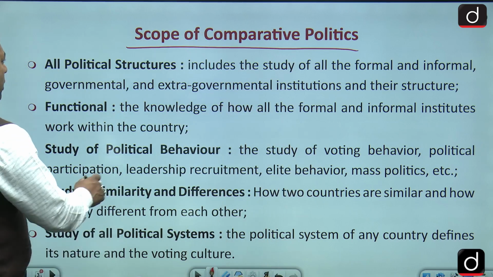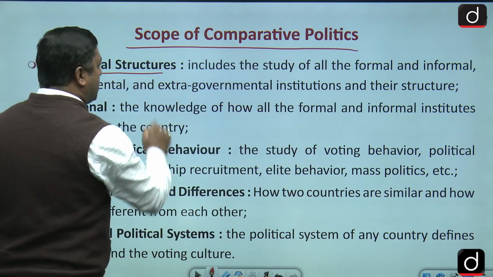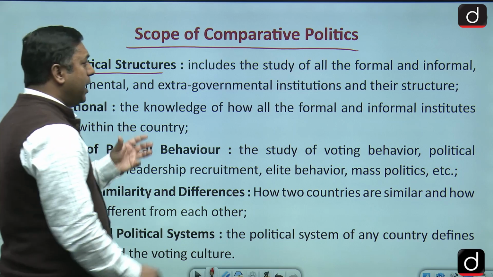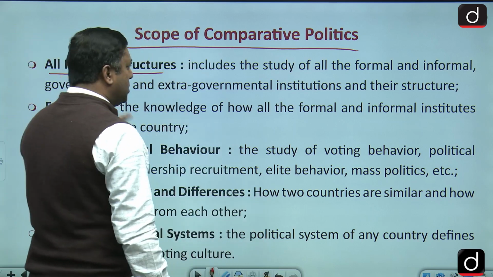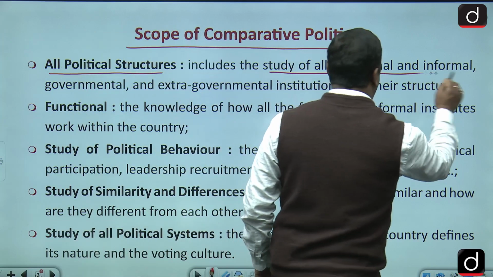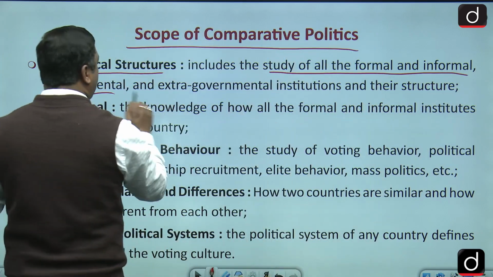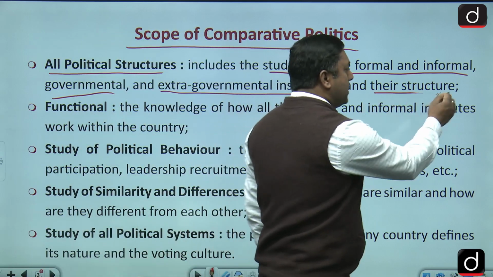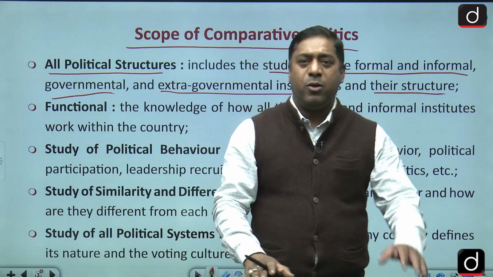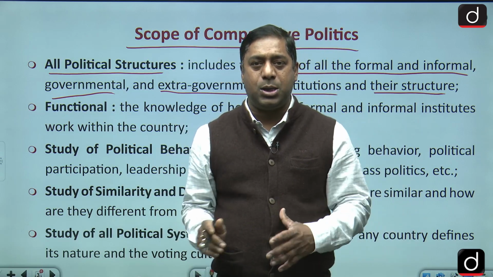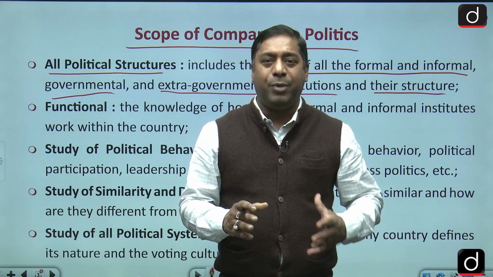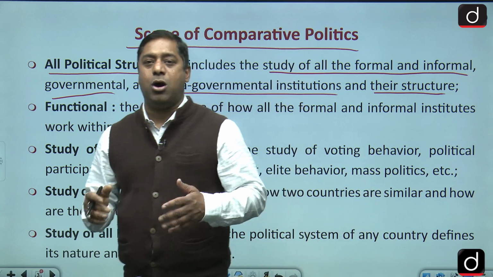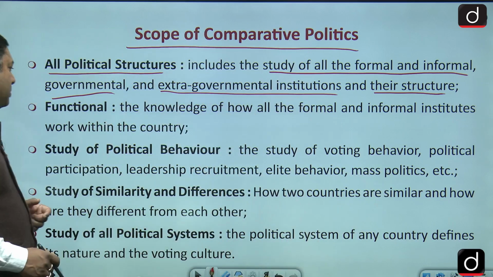So comparative politics is all about political structure. That means when we study comparative politics, this study includes the political structures, that is the study of all formal and informal governmental and extra-governmental institutions and their structures. That means in comparative politics, we are trying to study political structures. These political structures can be formal as well as informal, governmental as well as non-governmental.